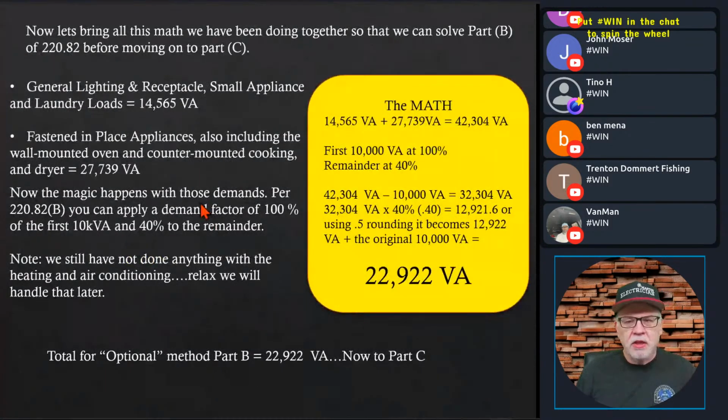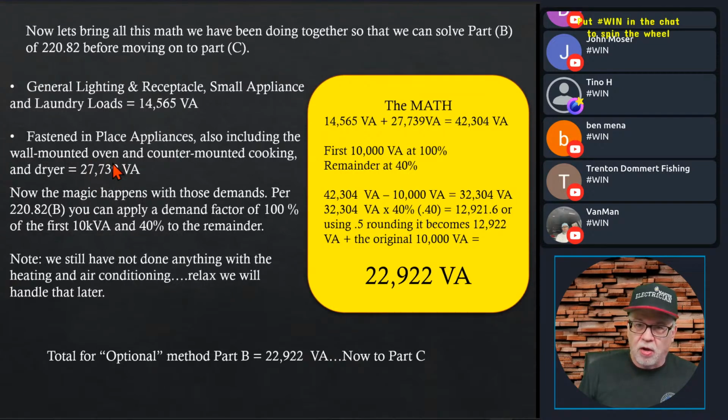All right. So we're moving forward with our math here. So we're bringing this all together. General lighting, receptacles, small appliance, and laundry. We had 14,565. You remember that from before. And we took all of our fastened in place appliances, and we included the wall-mounted oven, the counter-mounted cooking, and we did the dryer. And that ended up being 27,739, right?